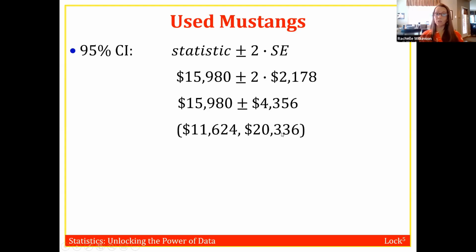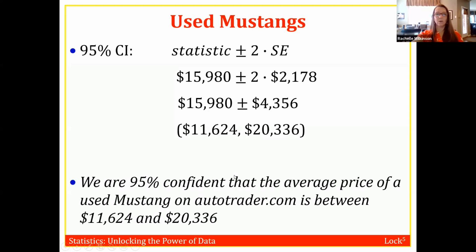Now that I have my confidence interval, I can interpret this just like we talked about in section 3.2. So I would say we are 95% confident that the average price of a used Mustang on autotrader.com is between $11,624 and $20,336. All right, questions on how we did that or where any of these numbers came from? Anything like that?